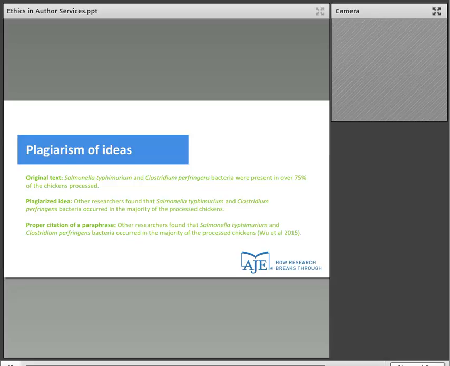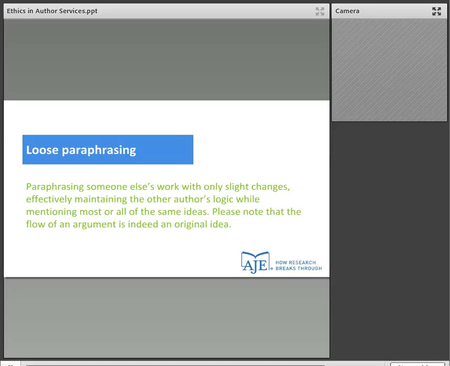So here I have the same text, and in the plagiarized idea example, you'll see that the words are completely different. The wording's not the same. I've added a few things, I've moved things around, but the idea is the same. So all I have to do to make it proper, to cite it correctly, is to include a parenthetical citation at the end, or if the publisher wants an annotation. So no quotation marks are needed because I'm not using a word-for-word representation. I'm just capturing the idea. But I definitely have to give credit to whoever came up with that. Otherwise, my reader is going to assume that I'm talking about my results and not those of someone else.